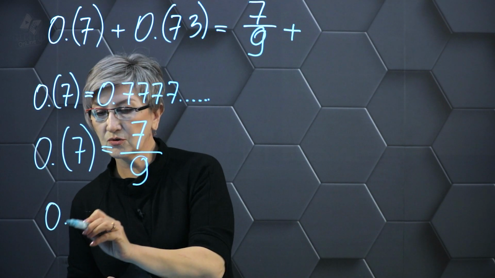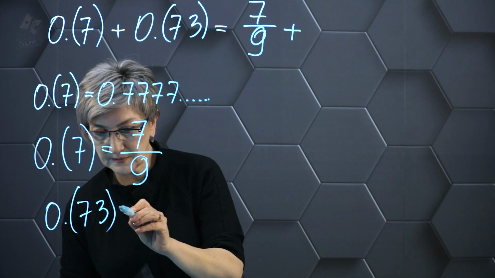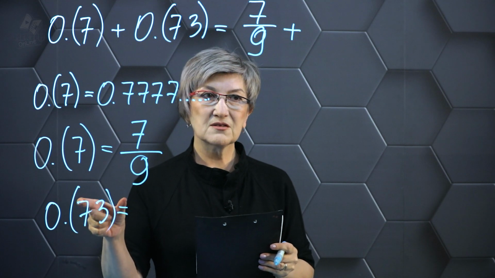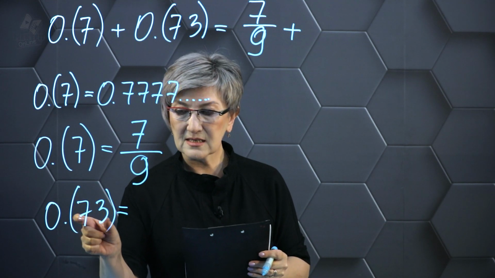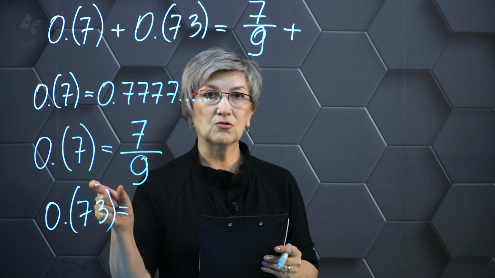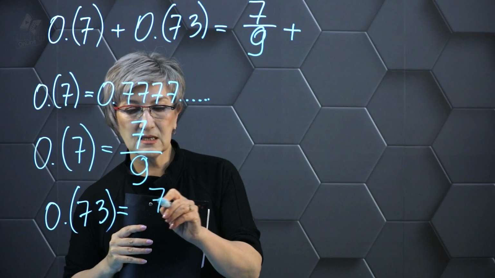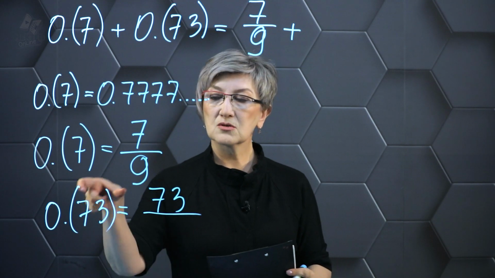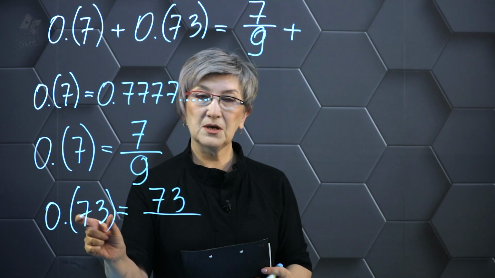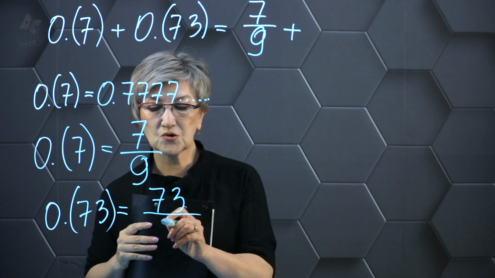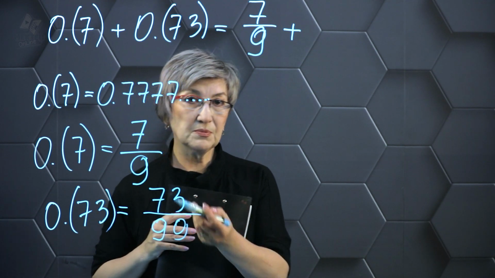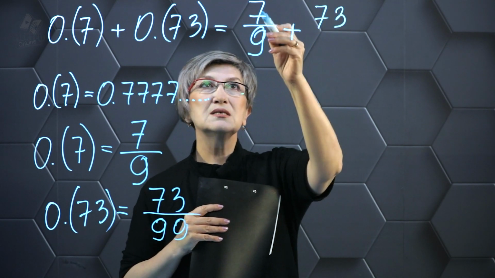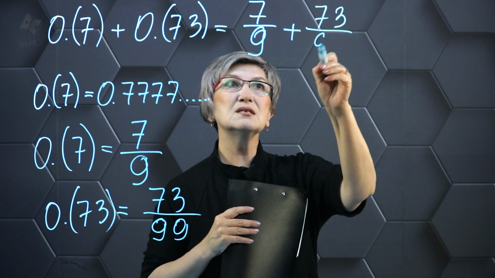And now the next number is 0.(73). We write in the numerator the digits that are in the period, which is 73. And in the denominator, we write as many 9s as there are digits in the period. There are 2 digits in the period, so I write two 9s. The result is a fraction like this. Let's go back to our example and write down 7 ninths plus 73 ninety-ninths.